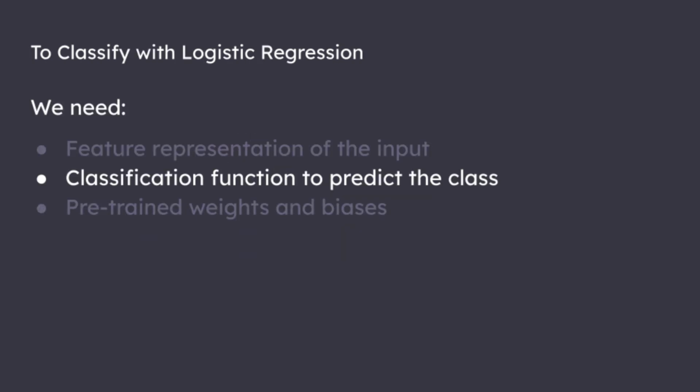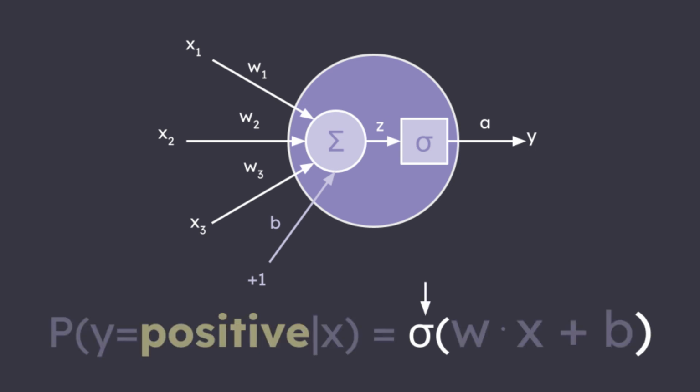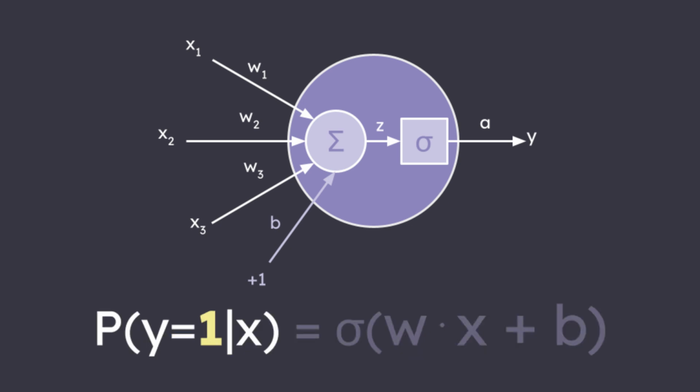Now we need a classification function to predict the class. We will use a neuron. We learned that to calculate the output of a neuron, we apply a nonlinear activation function to the weighted sum plus the bias. This gives us the probability that the class is positive given X, our vector of features. In the case of sentiment analysis, a class of 1 represents positive sentiment.